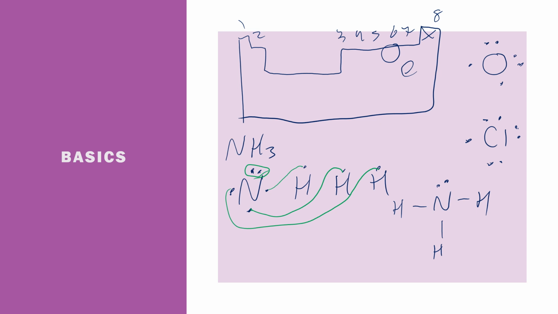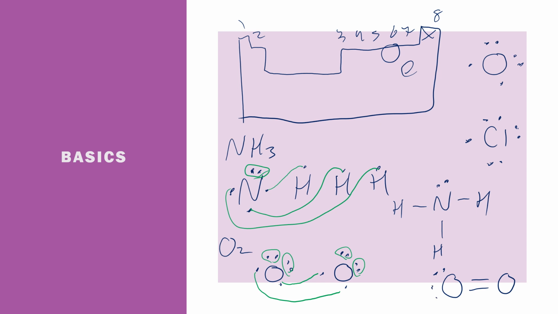Let's try one more. Let's do just O2, oxygen gas. Oxygen has 6 valence electrons, and there's 2 of them. So when we form bonds, we can attach them twice. We can't do anything with the lone pairs, but we can attach the electrons that are by themselves. Because there are 2 attachments between the 2 oxygens, we call that a double bond. So we would draw it like this, double bond, and then don't forget the extra lone pairs on the oxygen atoms. And that's how you would draw O2.